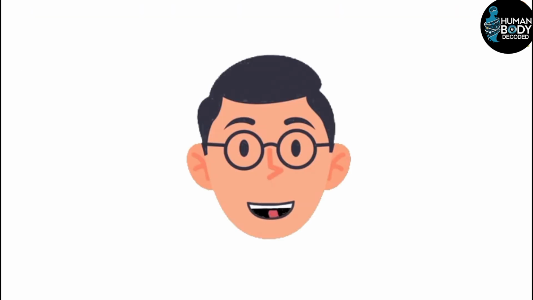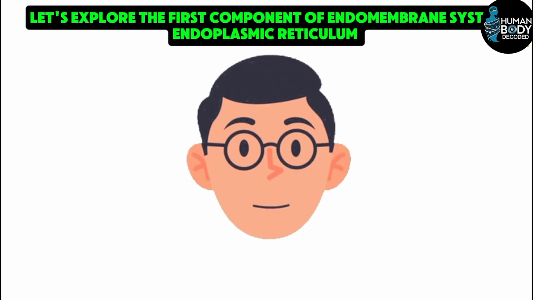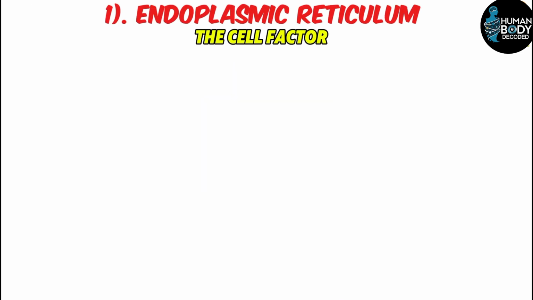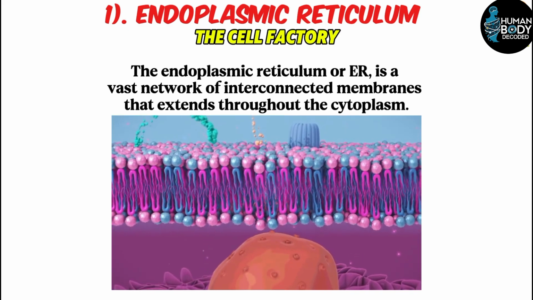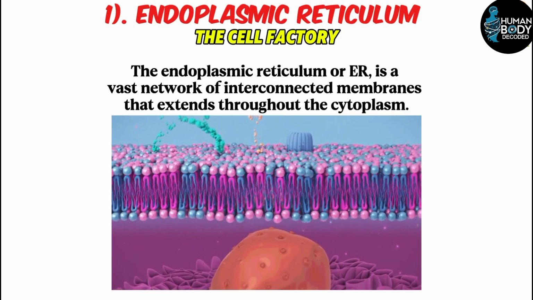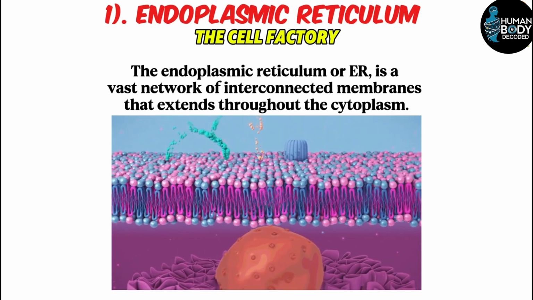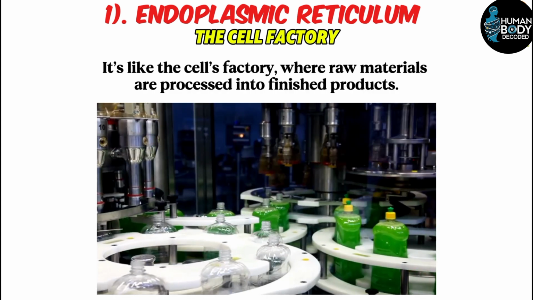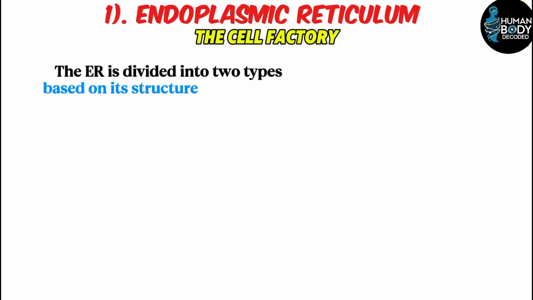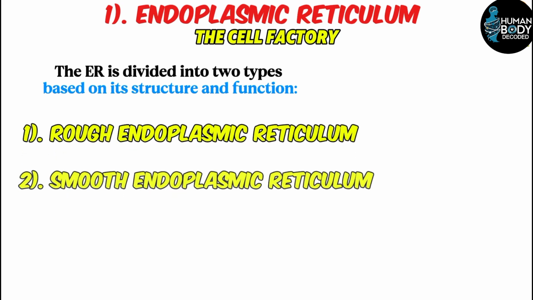To start, let's explore the first component of the endomembrane system, the endoplasmic reticulum. 1. Endoplasmic reticulum, the cell's factory. The endoplasmic reticulum, or ER, is a vast network of interconnected membranes that extends throughout the cytoplasm. It's like the cell's factory, where raw materials are processed into finished products. The ER is divided into two types based on its structure and function: the rough ER and the smooth ER.